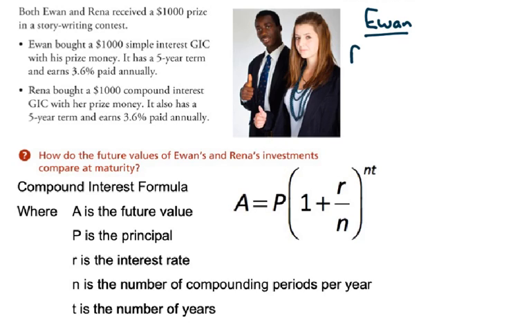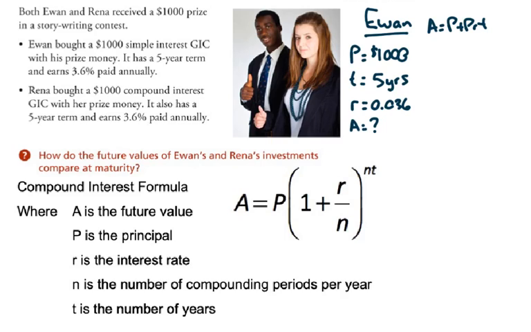What we know is that his principal was $1,000. His term is 5 years. His interest rate, 0.036. And we want to know what he will have at the end of the investment. So with a simple interest formula, P plus PRT, will be a little bit squished. I apologize for that.